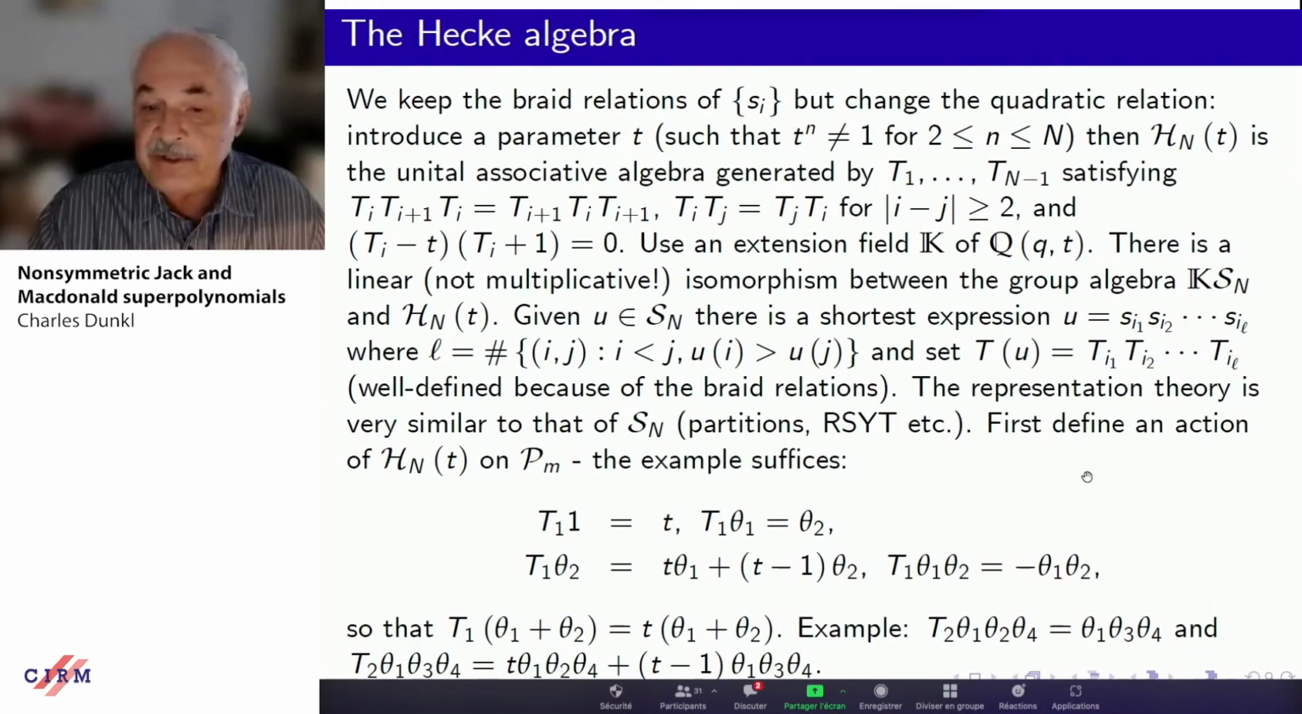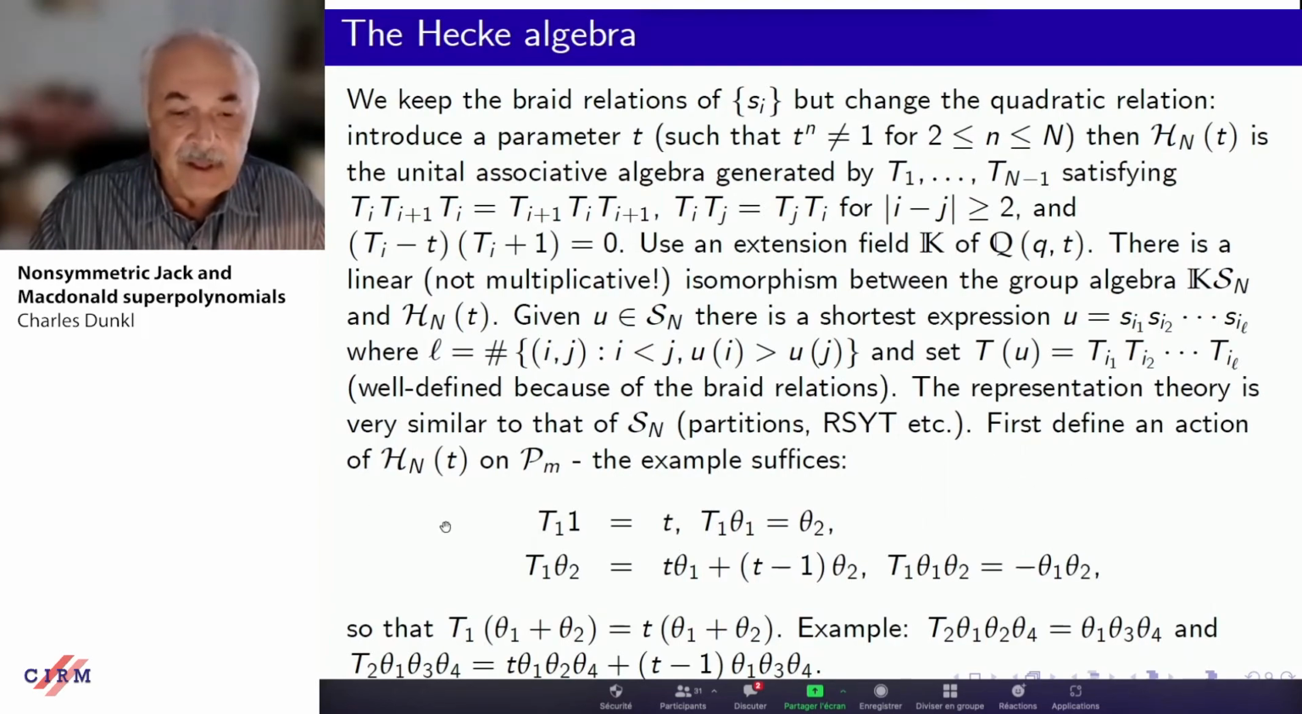The representation theory has the same ideas as the symmetric group. Now, how does the Hecke algebra act on the superpolynomials? First off, just on the theta variables. This is really enough to define it. θ_1 goes to θ_2. θ_2 goes to tθ_1 + (t−1)θ_2. So that's the difference right there. You see, if t is 1, you just get the symmetric group back. And on the product, it reverses them, just like the transpositions.